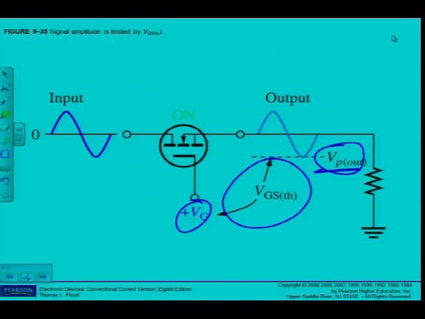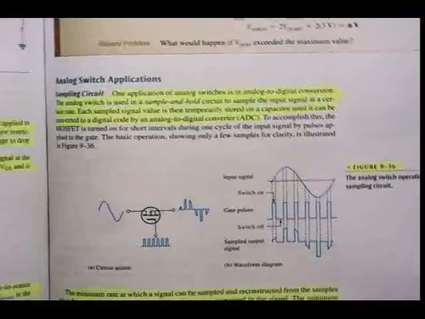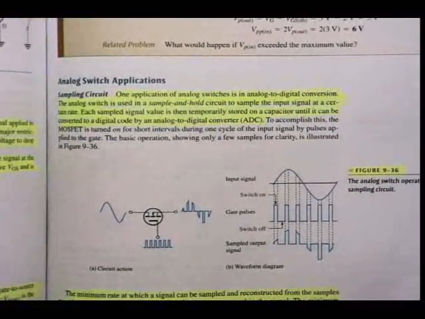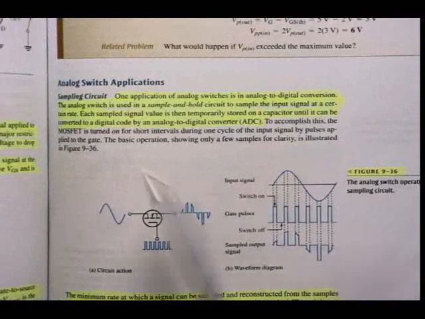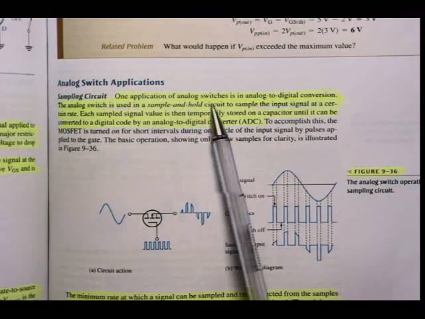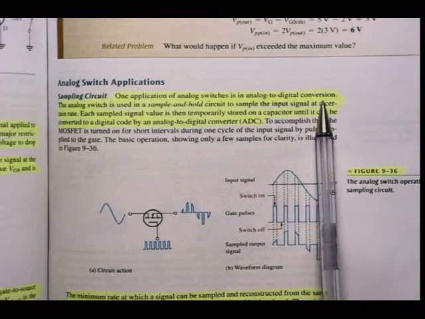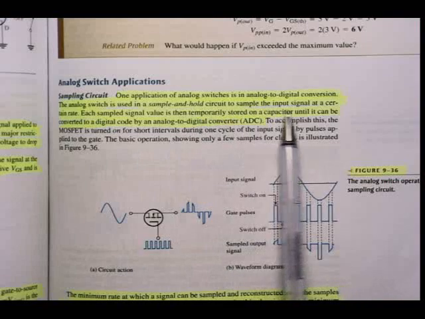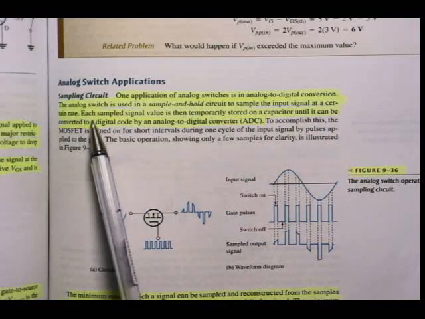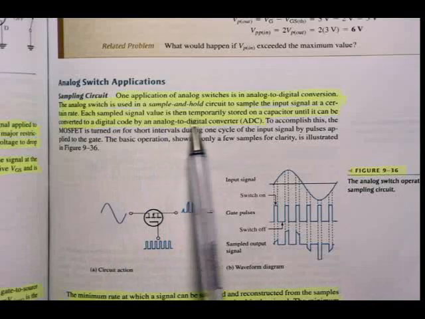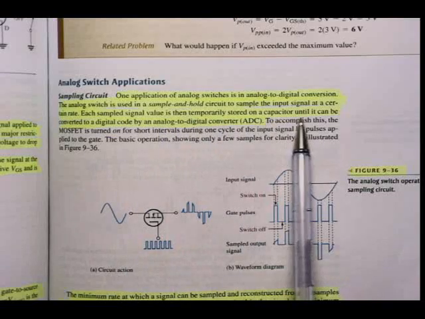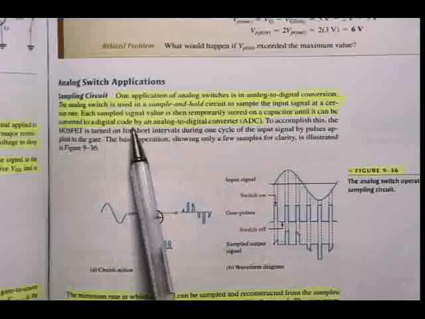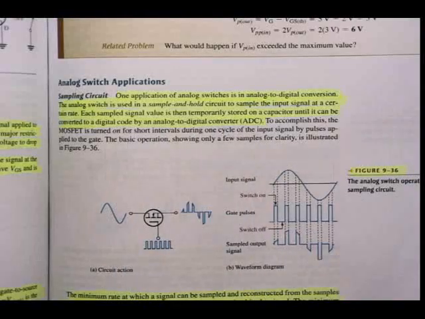Alright, on the next page, 461, analog switch applications, some applications where analog switching is used. One application of analog switches is in analog to digital conversion. The analog switch is used in a sample and hold circuit to sample the input signal at a certain rate. Each sampled signal value is then temporarily stored on a capacitor until it can be converted to digital code by an analog to digital converter.